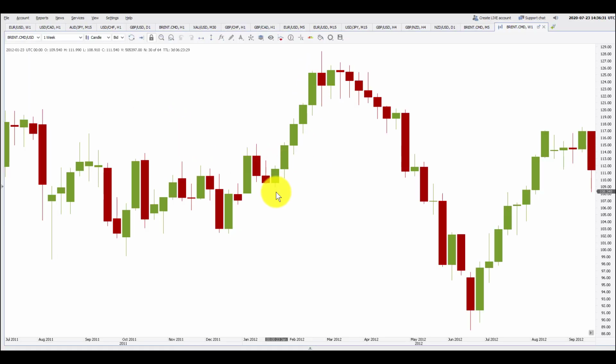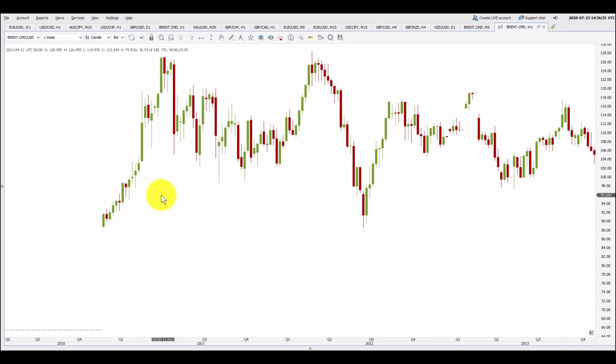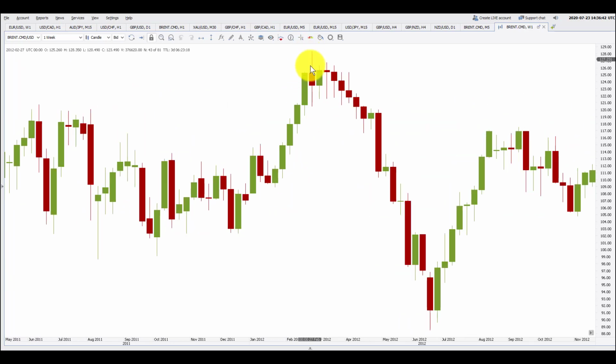Now this is a chart. There was a good uptrend here on the weekly Brent chart, and here you see this particular candlestick.